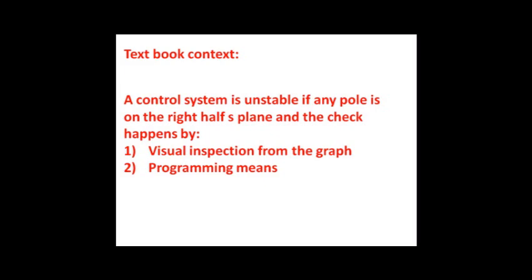And how do we check that? The check can happen by two ways. The first one is visual inspection from the graph, and the second one is by programming or algorithmic means.